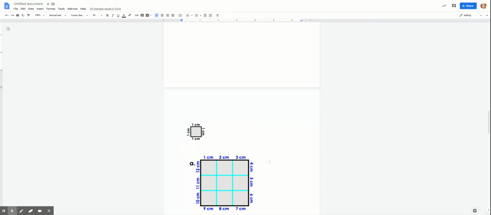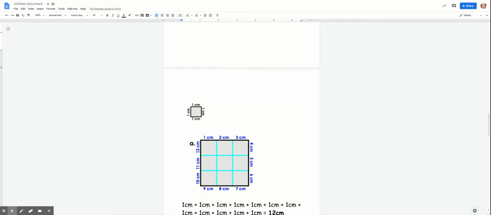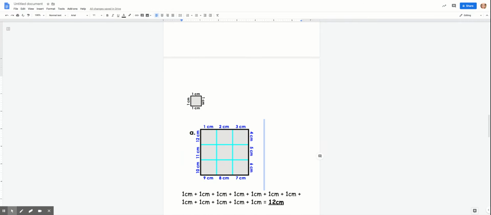So your equation for this particular object would look something like this. 1 centimeter plus 1 centimeter plus 1 centimeter plus 1 centimeter plus 1 centimeter plus 1 centimeter plus 1 centimeter plus 1 plus 1 plus 1 plus 1 plus 1, which would give you 12 centimeters. Let's count those. 1, 2, 3, 4, 5, 6, 7, 8, 9, 10, 11, 12. 12 centimeters. So the perimeter of this object would be 12.